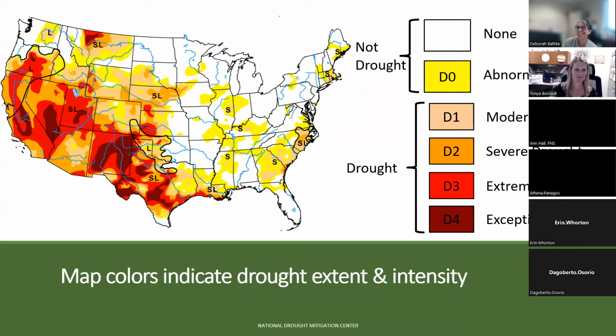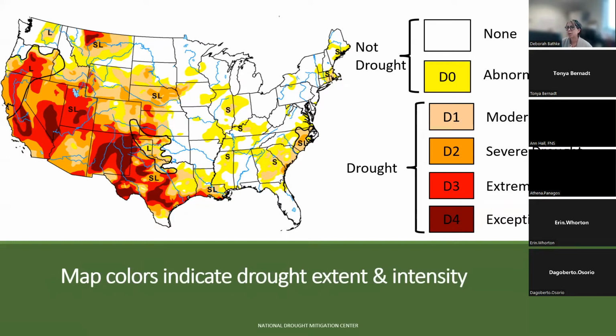That's okay. So in the next few minutes, we're going to break down the map. When you look at the map, the first thing that you probably notice is the color. These colors represent the intensity of the drought, with the warmer or darker colors indicating more severe conditions. D0, which is indicated by yellow, represents areas that are abnormally dry, statistically speaking, and those areas aren't technically considered drought.